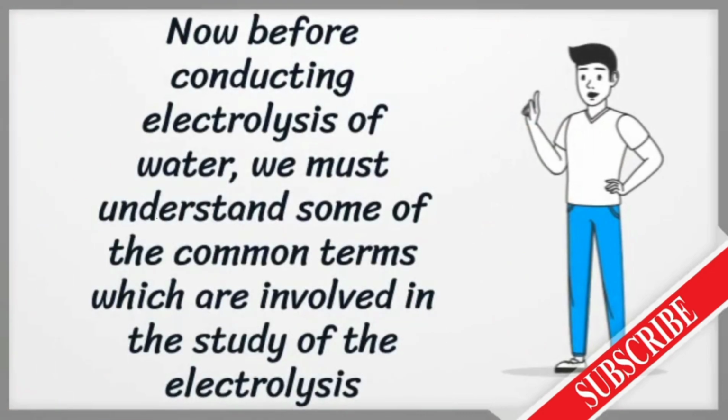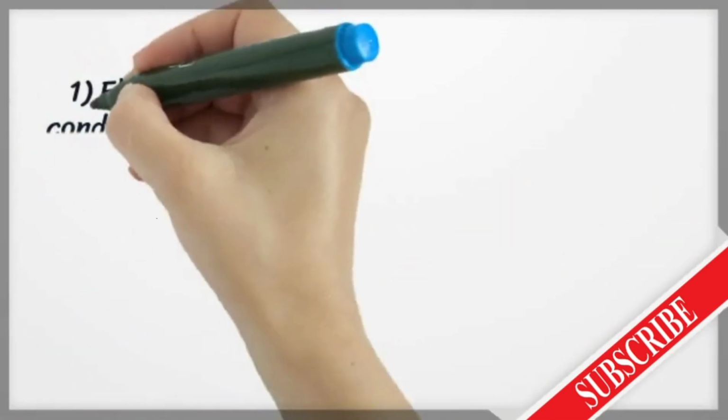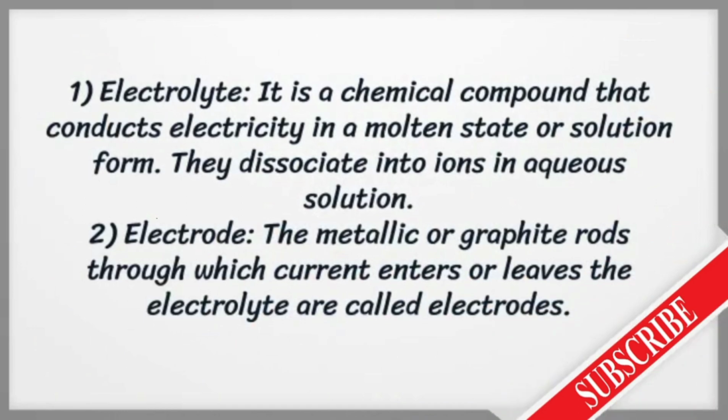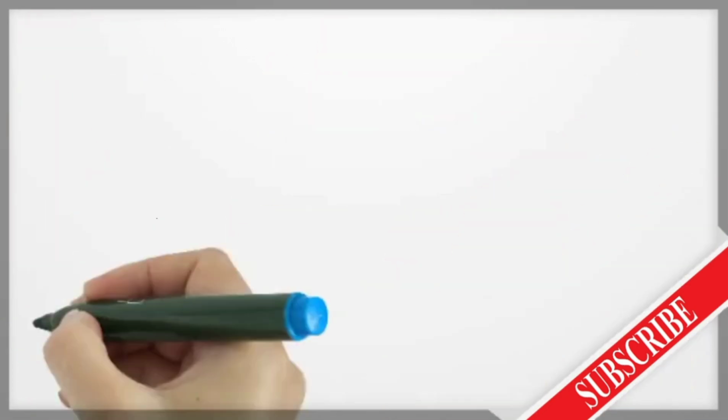Now, before conducting electrolysis of water, we must understand some of the common terms which are involved in the study of the electrolysis process. Number 1. Electrolyte. It is a chemical compound that conducts electricity in a molten state or solution form. They dissociate into ions in aqueous solution. And number 2. Electrode. The metallic or graphite rods through which current enters or leaves the electrolyte are called electrodes.